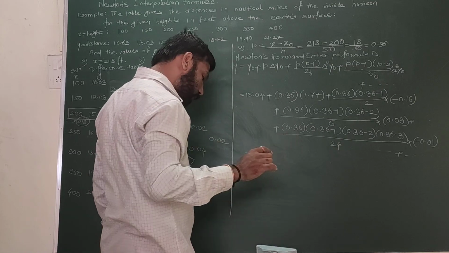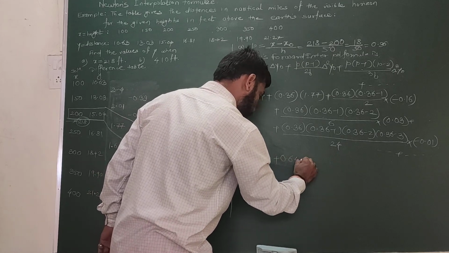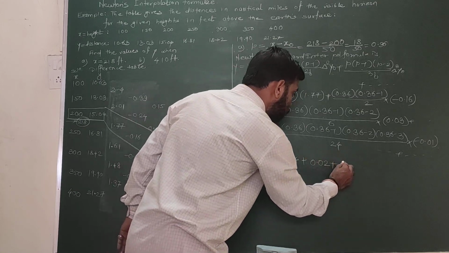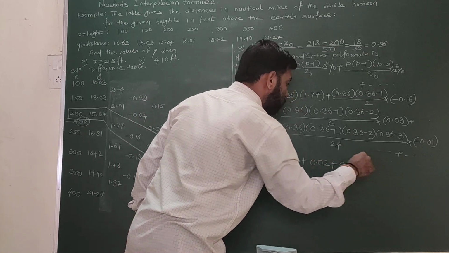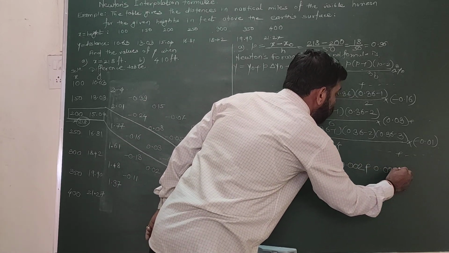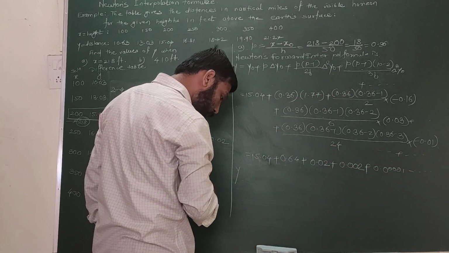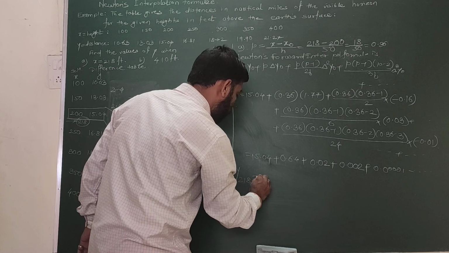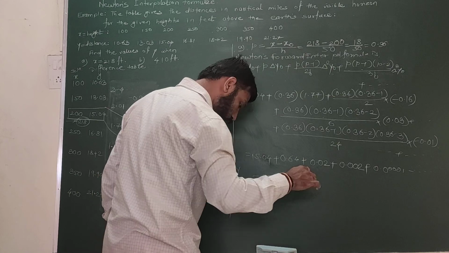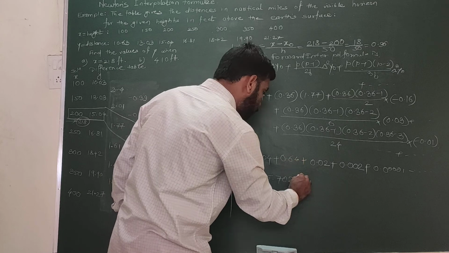Write down the calculation of each term. Plus 0.64, 0.02 plus 0.0001 and so on. So y at 218, the output is 15.702 nautical miles.